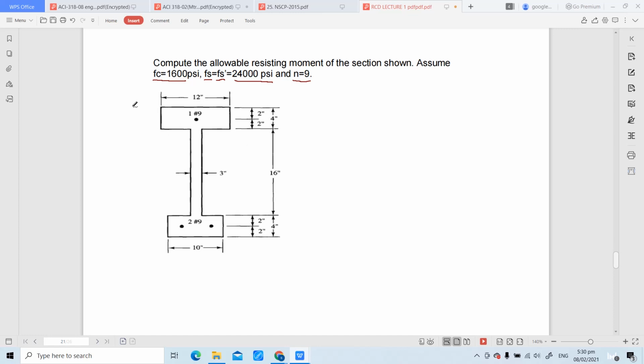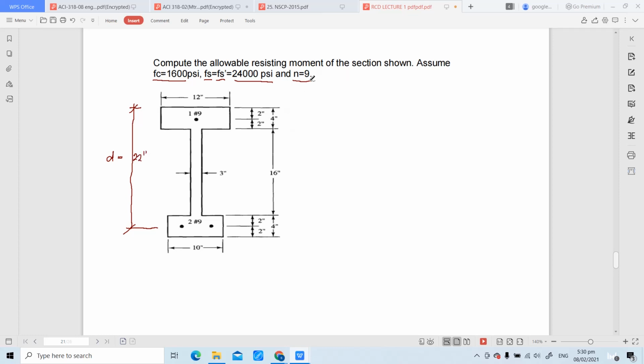And wala pa tayong binigay dyan na effective depth. Again, ang effective depth ay distance ng extreme compression fiber ng concrete papunta sa centroid location ng tension steel bar. So, what is effective depth? That is 4 plus 16 plus 2. Tama? So, that is 22 inches.